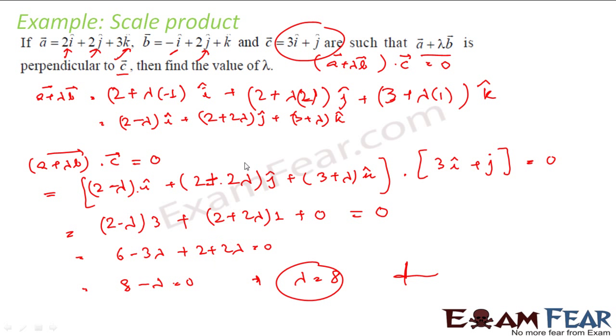Not a difficult question. The only thing is you have to understand that if A plus lambda B is perpendicular to C, then (A plus lambda B) dot C will be 0. You find A plus lambda B, you find C, do a dot product, make it 0 and find the value of lambda.